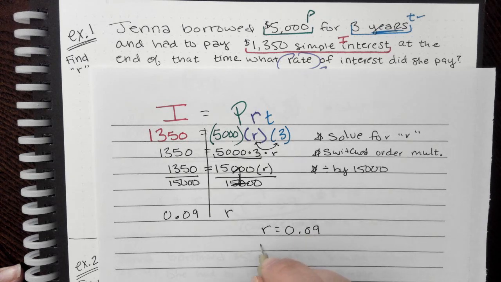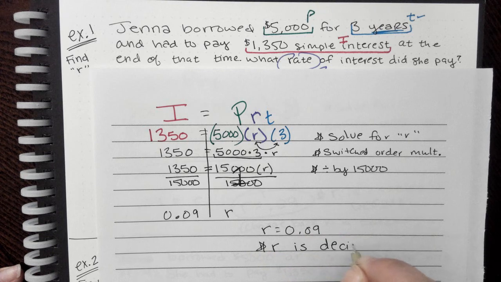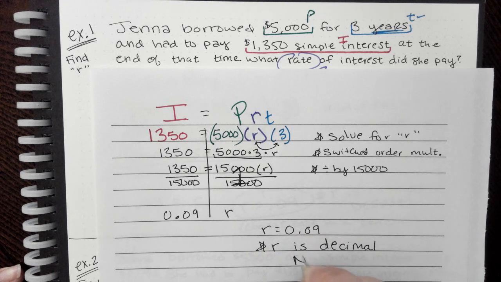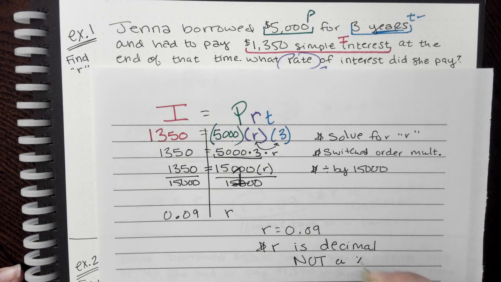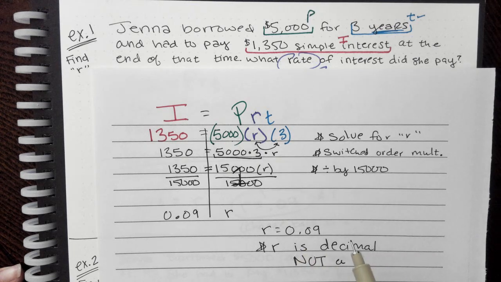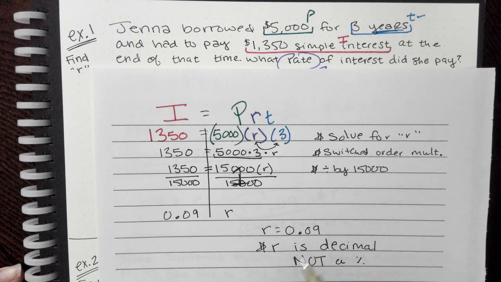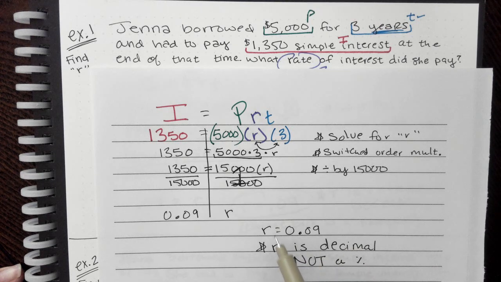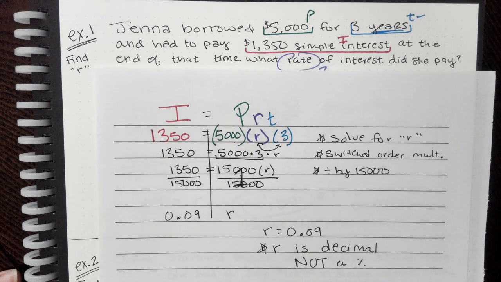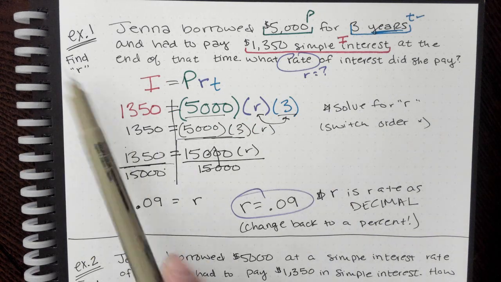I want to point out that R is a decimal, not a percent. To change this to a percent, you'd have to do the opposite of dividing by 100, so you'd multiply by 100, or instead of moving your decimal to the left twice, you'd move it to the right twice. Here's all that work again. That was for finding R, the rate.